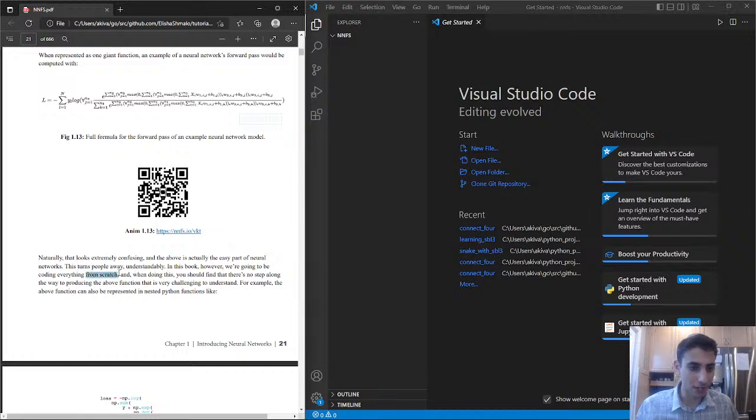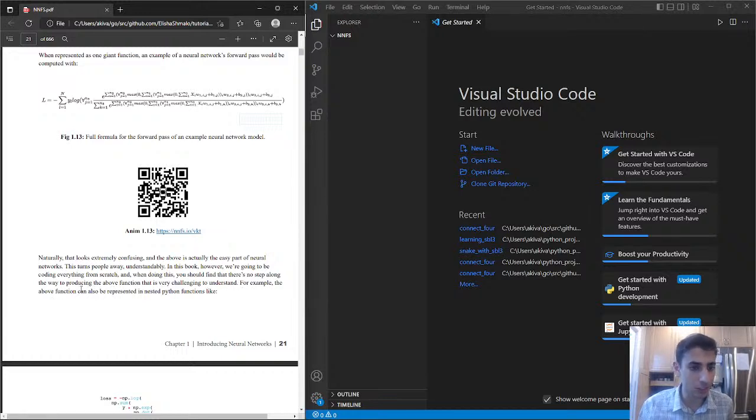So when he says from scratch, he's lying. He's not actually doing it from scratch. From scratch would be, well, I guess from scratch would be with wires, and you're just attaching wires. So we'll allow programmers to say that when they use NumPy, they're programming neural networks from scratch. I think that's valid. And when doing this, you should find that there's no step along the way to producing the above function that is very challenging to understand.